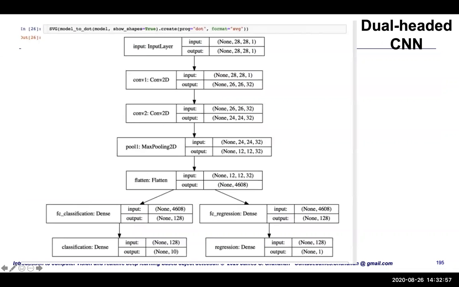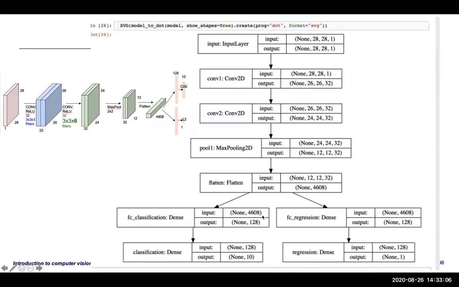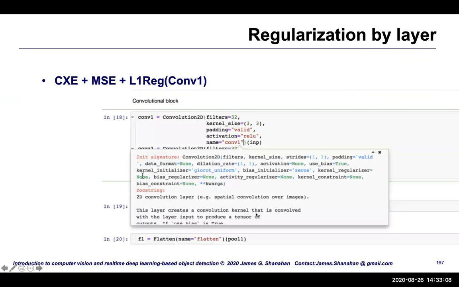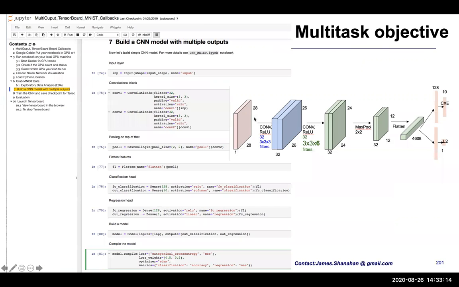This is another visual of our network, and you can see that this is our backbone network here, and then we branch out into our classification and our regression heads. And regularization is already a natural part of the process here, so we don't have to worry about that.